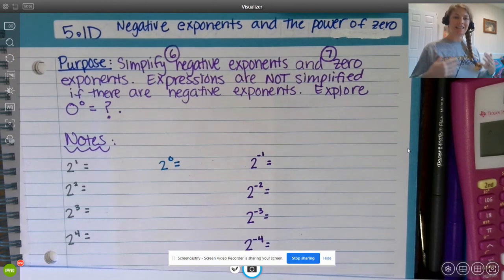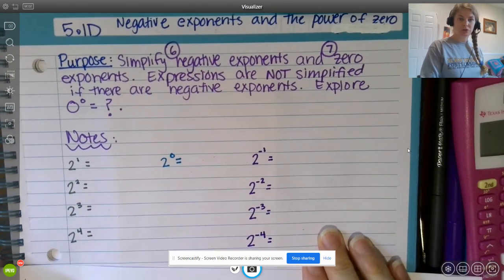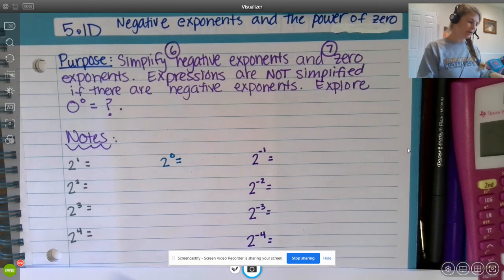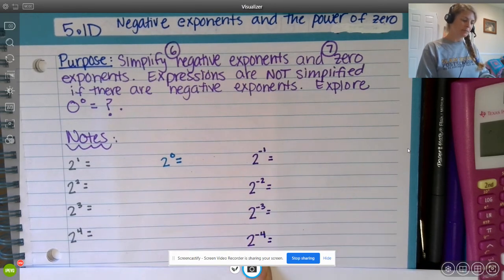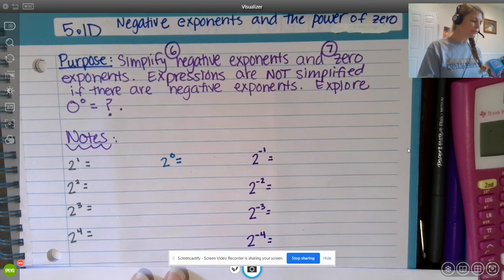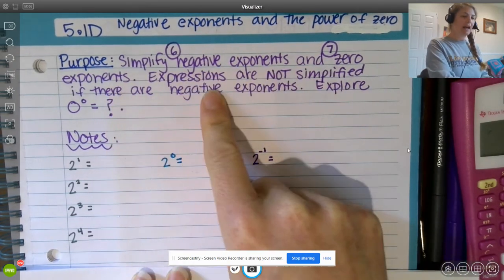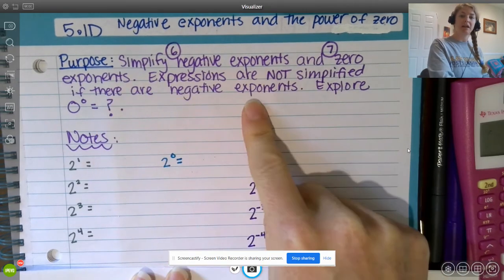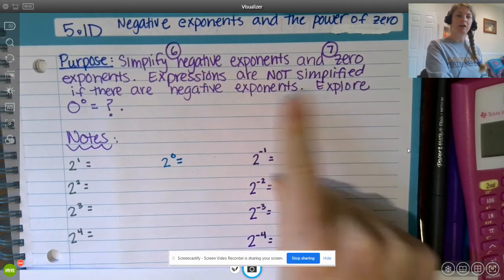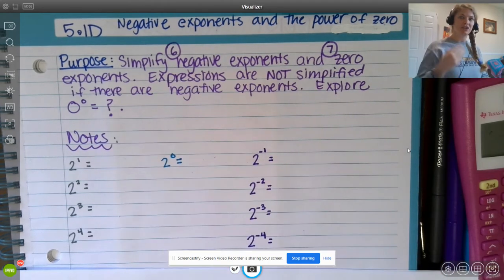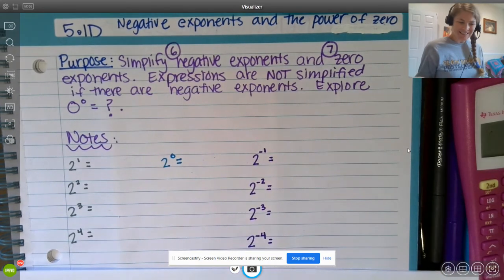Today we are going to get into the 6th and 7th rule of our exponent properties, negative exponents and the power of 0. So if you want to swoop over your page or write on a different piece of paper, we just want to look at this pattern of exponents. What we're doing today is we're going to simplify negative exponents and 0 exponents. Expressions are not simplified if there are negative exponents in them. We've talked about this before. And we are going to explore 0 to the 0 power. What is that? What does it mean?